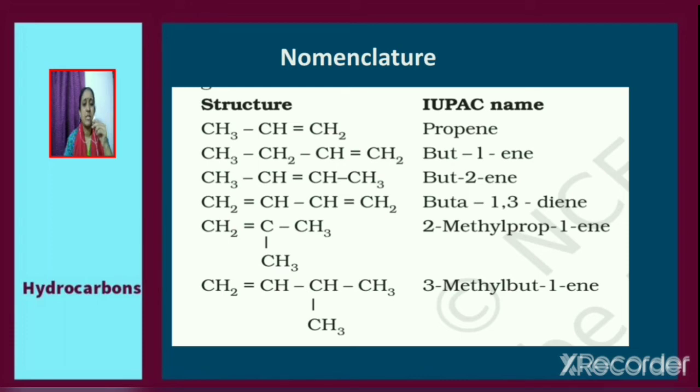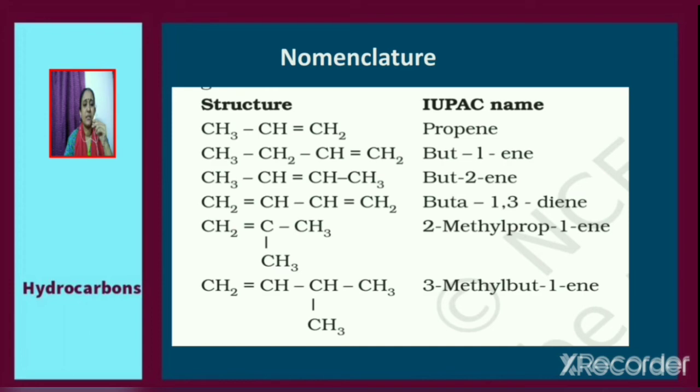Some of the members are ethene, propene, butene and so on. So the first member is ethene, the second member is propene, CH3-CH=CH2. The next, a 4 carbon alkene, is either but-1-ene or but-2-ene. 1-ene shows that the double bond is present at the first carbon, and but-2-ene shows that the double bond is at the second carbon atom.